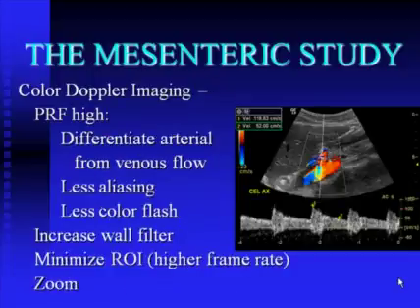For example, if you're setting up your color Doppler imaging, you want your scale relatively high. You're looking for arterial flow, you're looking for stenotic flow, and you want to differentiate arterial from venous flow.